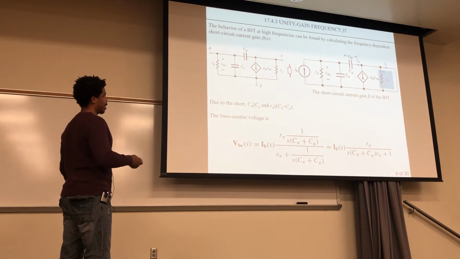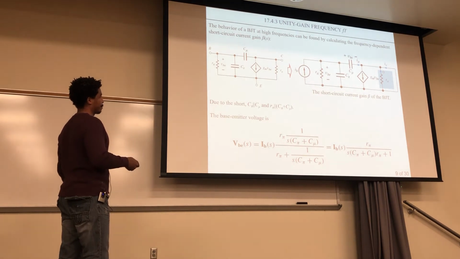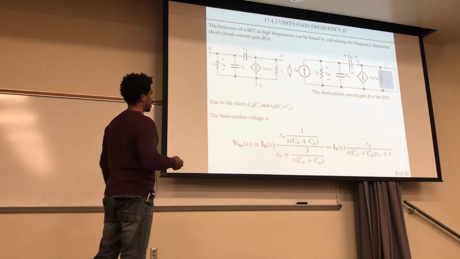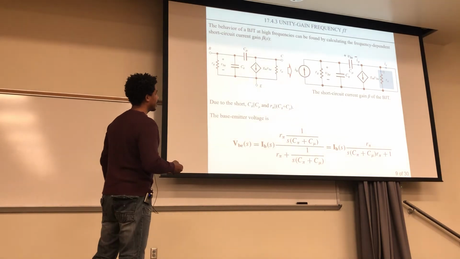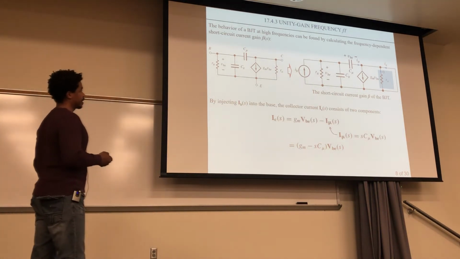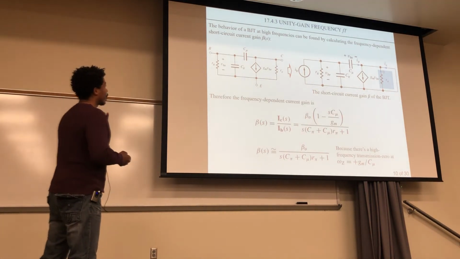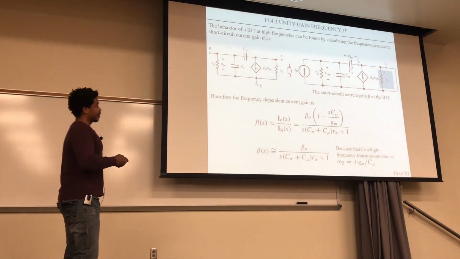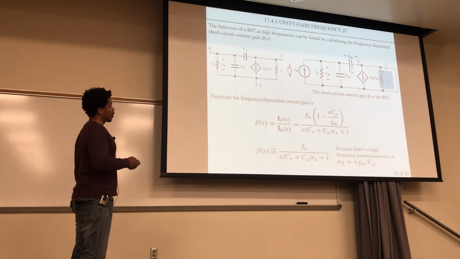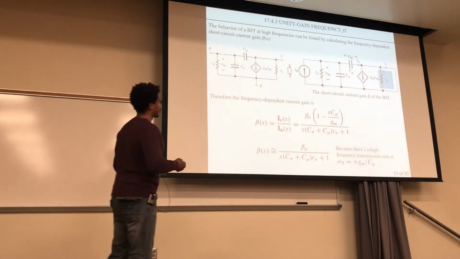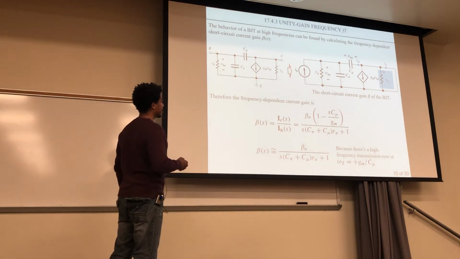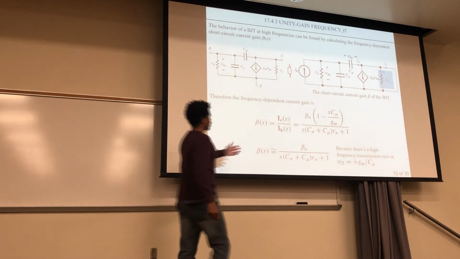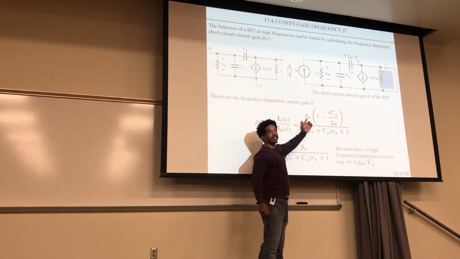Okay, so this has your IB, this other expression has your IC, and then for your frequency-dependent current gain, it's just the ratio of these two, IC over IB, and that could be expressed like this. And you remember that what this beta 0 is, it's gm r pi, right?